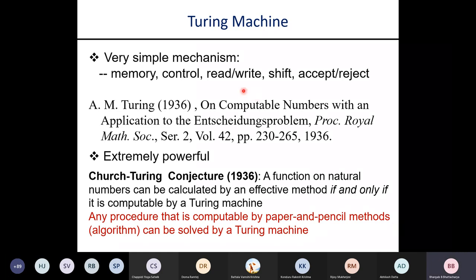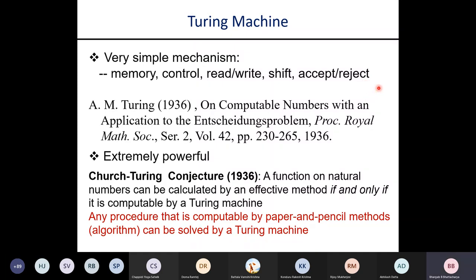So this gives you a lot of insight. In order to design a processor, all you need is the following. You need some memory, you need a control unit, some read-write capability, some operations, and some indications of completion, like accept or reject. All right.